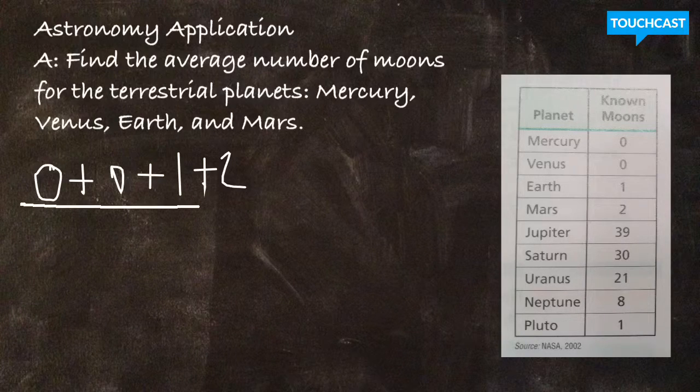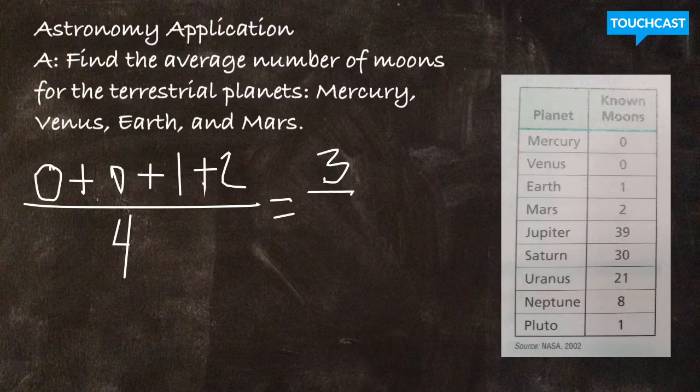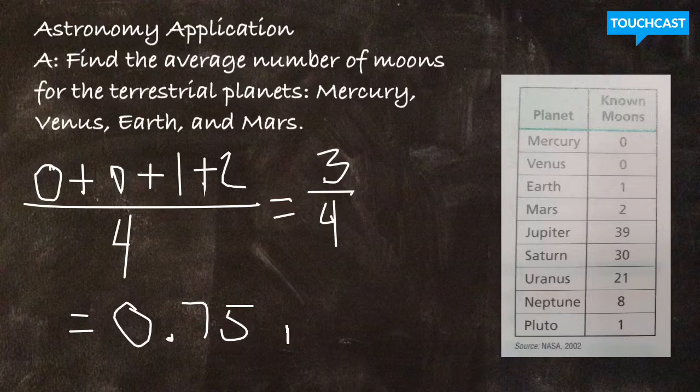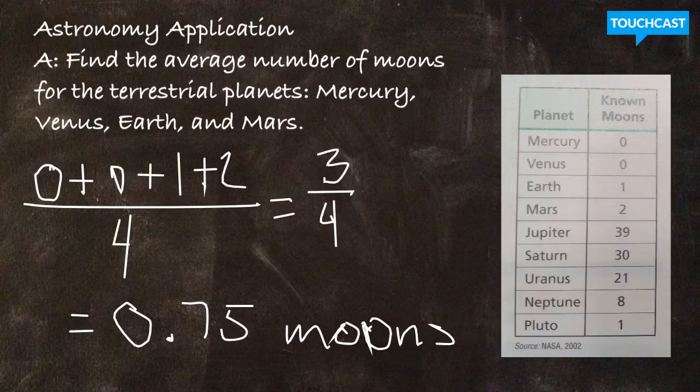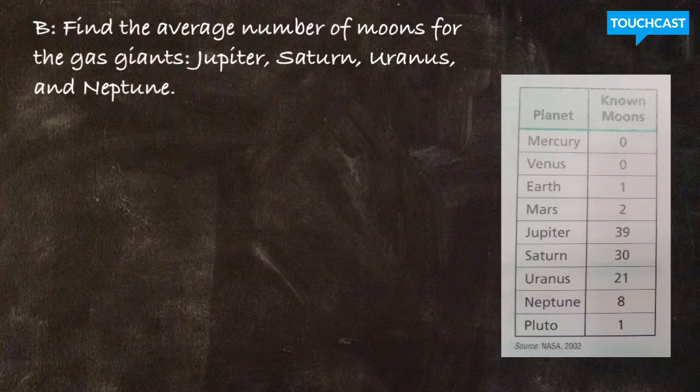We're going to divide that by 4 because there are 4 terrestrial planets. 0 plus 0 plus 1 plus 2 is 3. And 3 over 4 is exactly 0.75 moons. The average number of moons on the terrestrial planets is 0.75 moons.